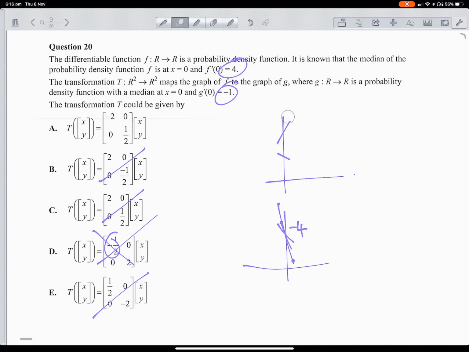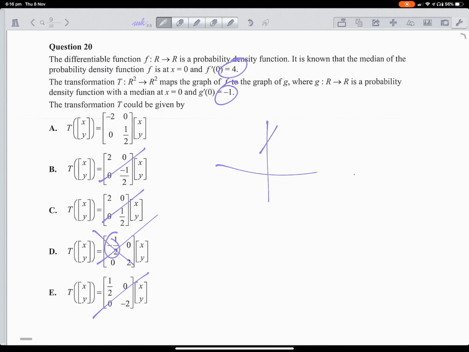I think it is this last one. So if I have a gradient of 4, and I dilate it by factor 2, it's going to get smaller. And then if I do it a half from the x-axis, it's going to get smaller again by a factor of 4, because I'm dilating it by 2 and then I'm dilating it by a half. So that's our answer.